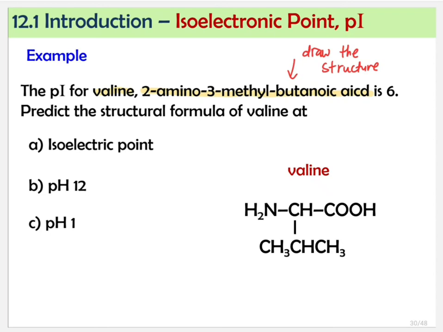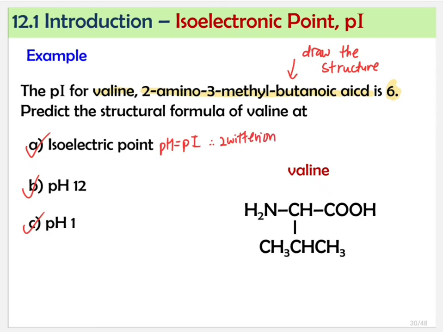Okay, so the Pi for valine is 6. Okay, jadi different amino acid, different Pi value. So, predict the structural formula of valine at isoelectronic point, and also at pH 12 and pH 1. Okay, so before kita pergi kepada jawapan, first kita nak go through dulu basic ke, acidic ke. So, kalau at isoelectronic point, maksudnya pH sama dengan Pi. So, kalau pH sama dengan Pi, dia akan exist sebagai Zwitterion.